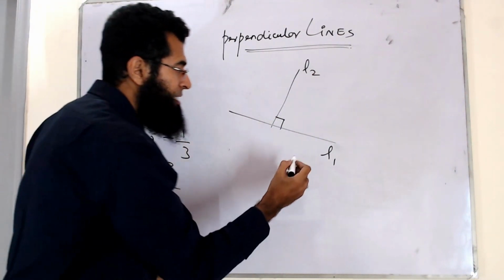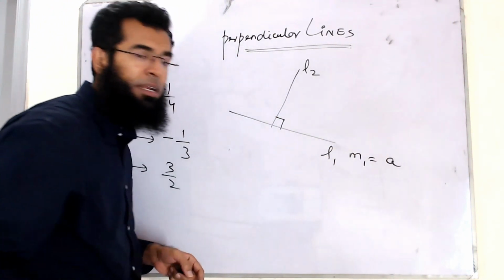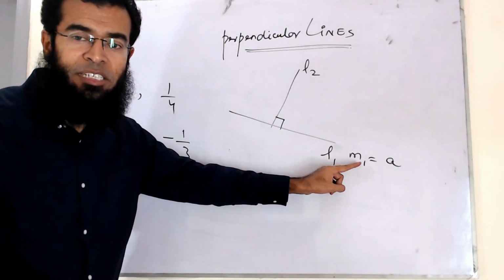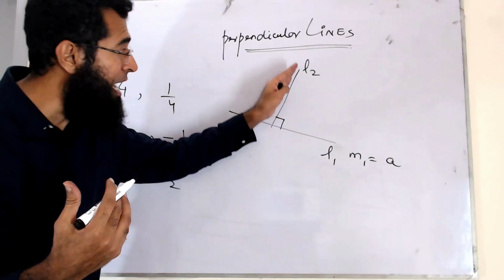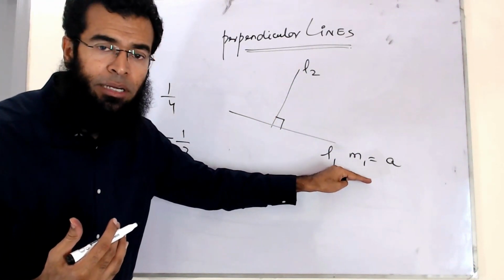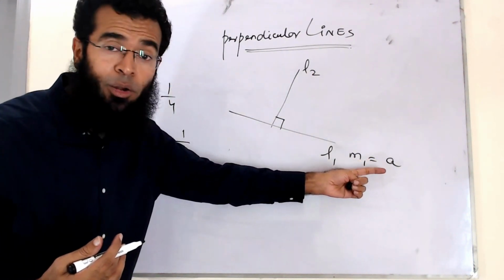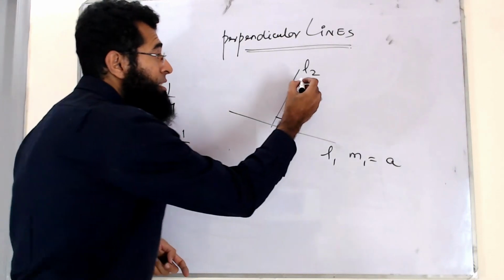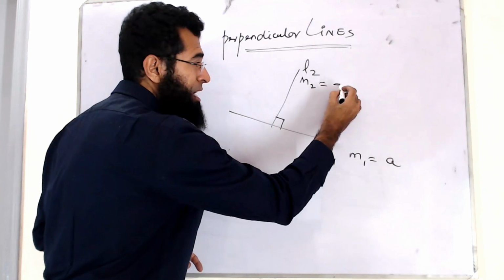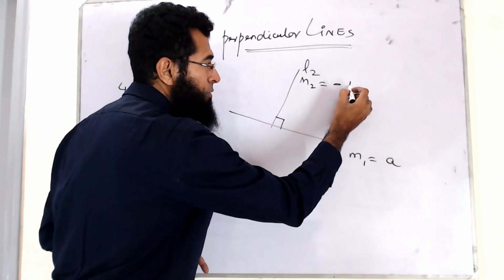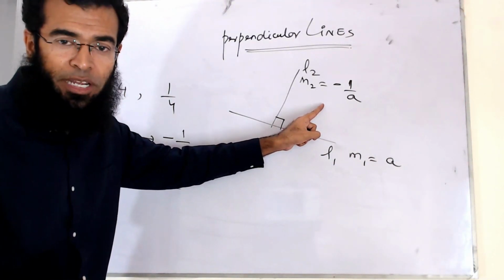For example, let's say the gradient of line L1 is, for example, e, and we're writing M1 as the gradient of line 1. According to the property, we know that line L2 is perpendicular to line L1. So the gradient of line L2 will be the negative reciprocal of the gradient of this line. We multiply with a minus sign and simply take the reciprocal. So the gradient of the perpendicular line will be minus 1 over e, right?